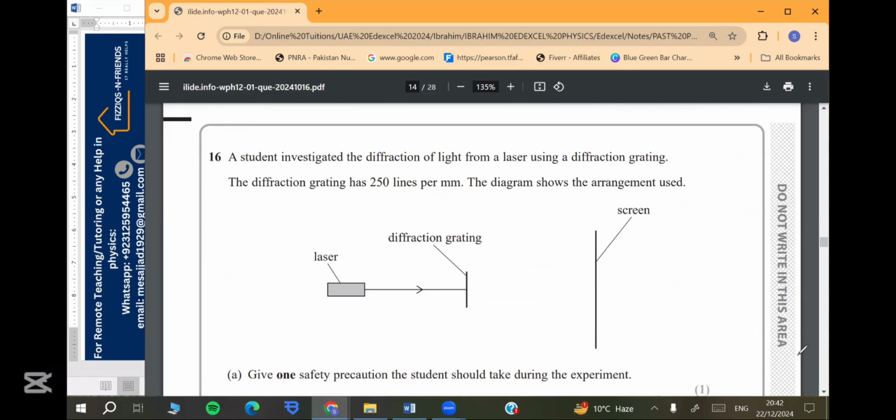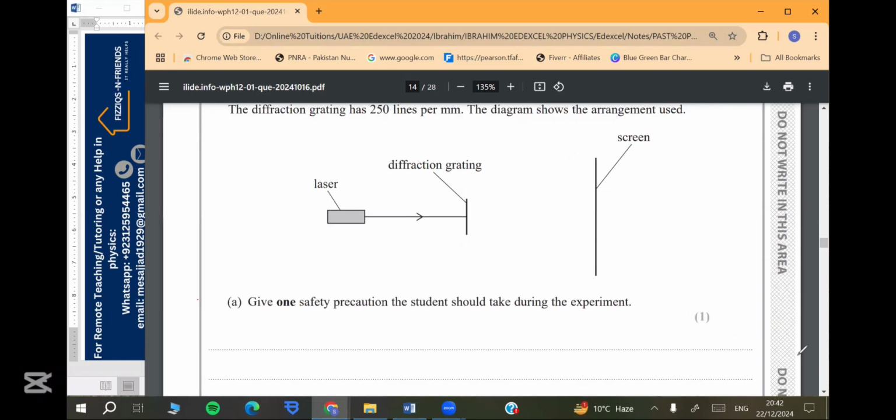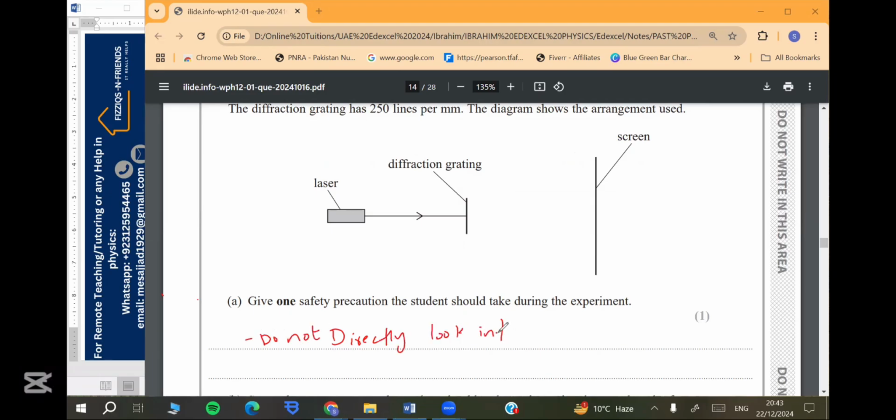Question number 16. A student investigated the diffraction of light from a laser using a diffraction grating. The diffraction grating has 250 lines per mm. The diagram shows the arrangement used. Give one safety precaution the student should take during the experiment. Of course, you're playing with the laser, so you should not directly look into the laser. So this can be your one safety precaution.